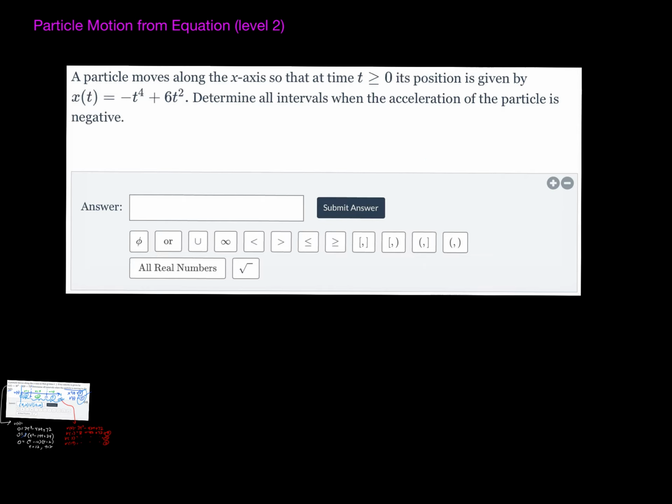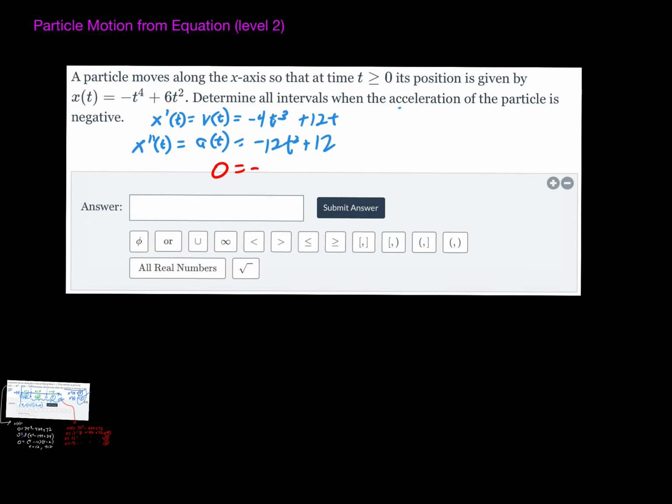To do that, we must start with the first derivative, which is the velocity function, and that is negative 4t cubed plus 12t. Now to take the second derivative, which is the acceleration function, that is negative 12t squared plus 12. We want to know when the acceleration is negative. So things change from positive to negative when they are 0. So the next thing we're going to do is set this equal to 0 and solve for t.